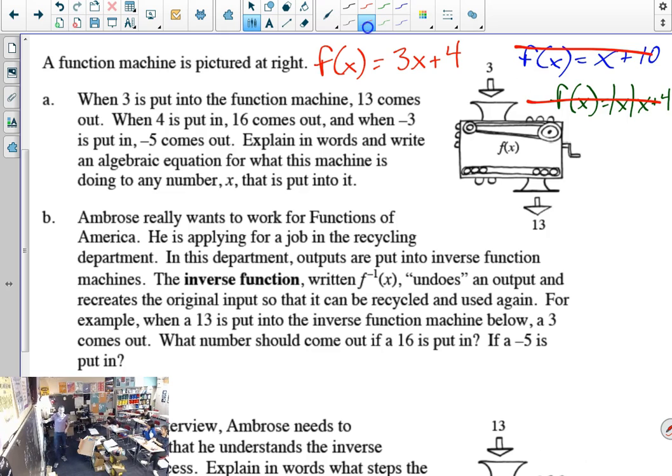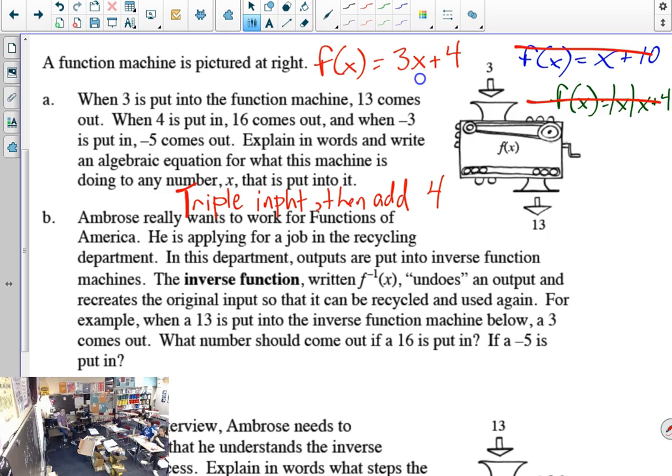Multiply the input value by 3, then add 4 to that value. So I'm going to be lazy. Triple input. Then add.